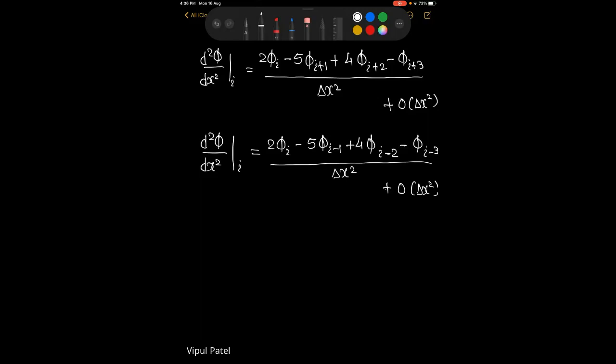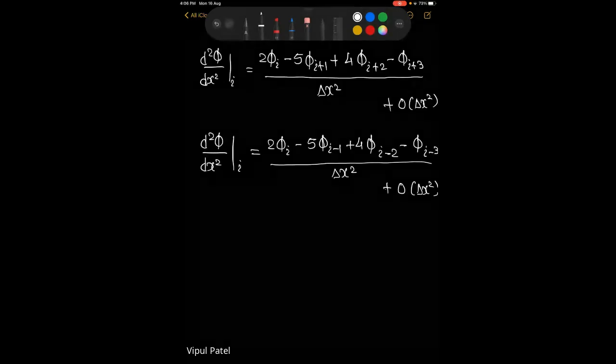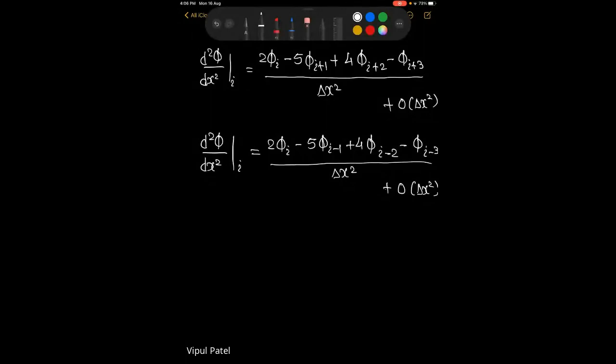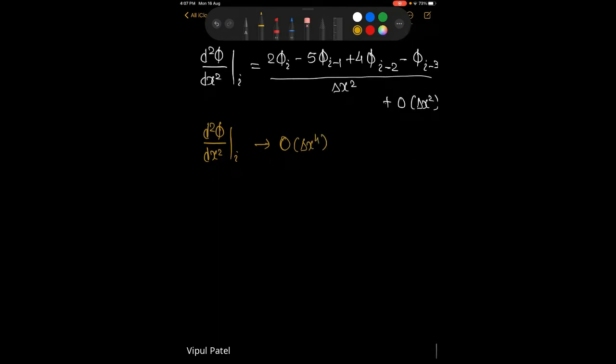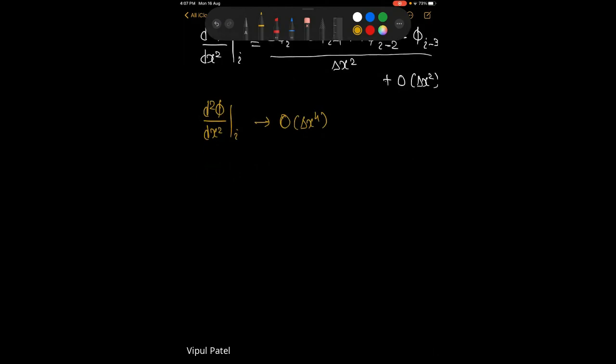Now, for the sake of illustration, you can also have a fourth order accurate central difference scheme. I'm just writing it; you can also derive a similar expression. So d square phi by dx square at any node I, which is fourth order accurate, so the order of accuracy is delta x to the power 4. And the immediate question is what scheme you are talking about. So let's suppose the central difference approximation.